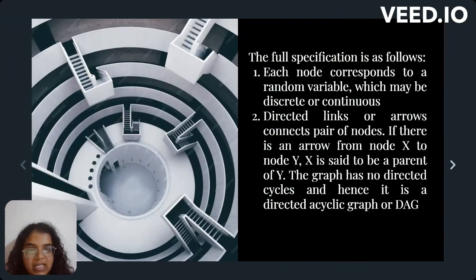The full specification is as follows. Each node corresponds to a random variable, which may be discrete or continuous. Directed links or arrows connect pairs of nodes. If there is an arrow from node X to node Y, X is said to be a parent of Y. The graph has no directed cycles and hence it is a directed acyclic graph, or DAG.